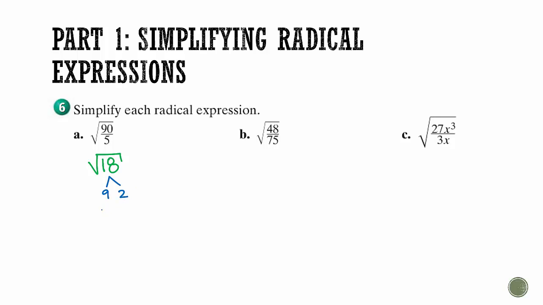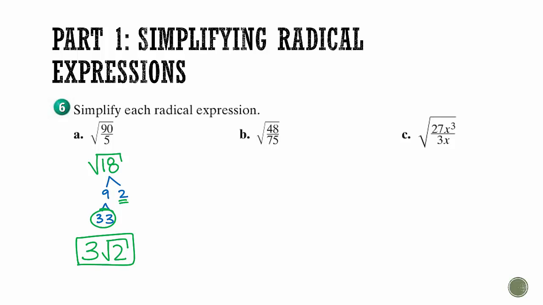So 9 and 2, 3 and 3. I can make a square with these 3's, but this 2 doesn't have any friends, so he has to stay inside. So 3 root 2 is exactly the same thing as the square root of 90 over 5.